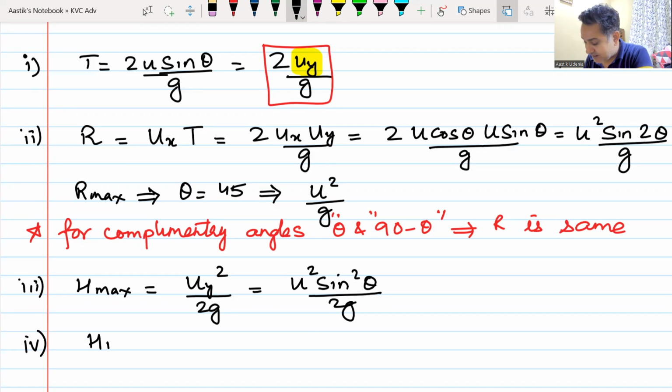Now, remember one more formula that might help you a lot in certain cases. You can divide this H max by range. H max by range. Can you tell me what is the formula that you will get? I shall give you 1 minute to do this. H max divided by range. Will you remember this formula? It will be coming as tan theta divided by 4. Yes or no?